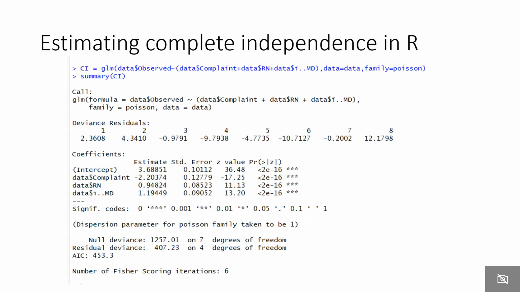In R, we use Poisson regression to determine complete independence of our variables. Poisson regression is similar to regular multiple linear regression, except that the dependent variable is an observed count. This is the code we used in R, and this is the result of the analysis. The results show that the sum of our predictors with no interactions are statistically significant.